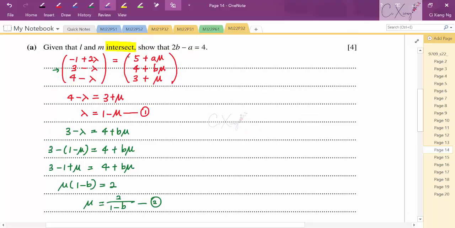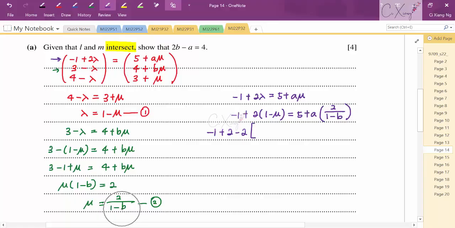The third equation I'm going to use is the first one: -1 plus 2 lambda equals 5 plus a mu. Again, we want to simplify and get rid of all the lambda and mu. For the 2 lambda, I substitute 1 minus mu first. Then for the mu, I substitute using equation number 2, which is 2 over 1 minus b. For the -2 mu, I substitute the mu again, so that I can get rid of all the mu and lambda in my equation.